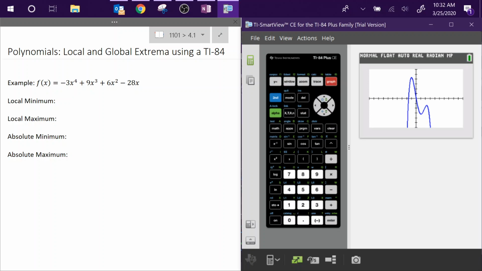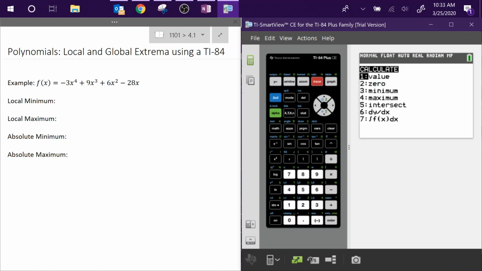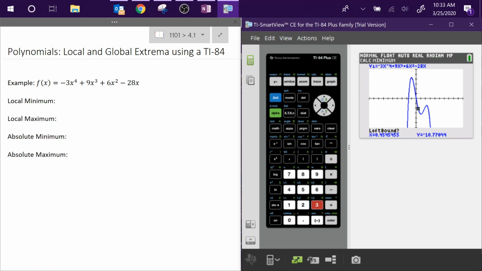So now that we have our graph, let's look for our local minimums first. It looks like we have a local minimum right around here because we're looking for our valleys. So to find the actual value, we want to go to second trace and number 3. And then it's going to pop up and ask us for a left bound. So we want to move to the left of where our valley is and hit enter. And then it's going to ask for a right bound, and we'll move to the right of where our valley is and hit enter. And then we'll move back between the arrows and hit enter.